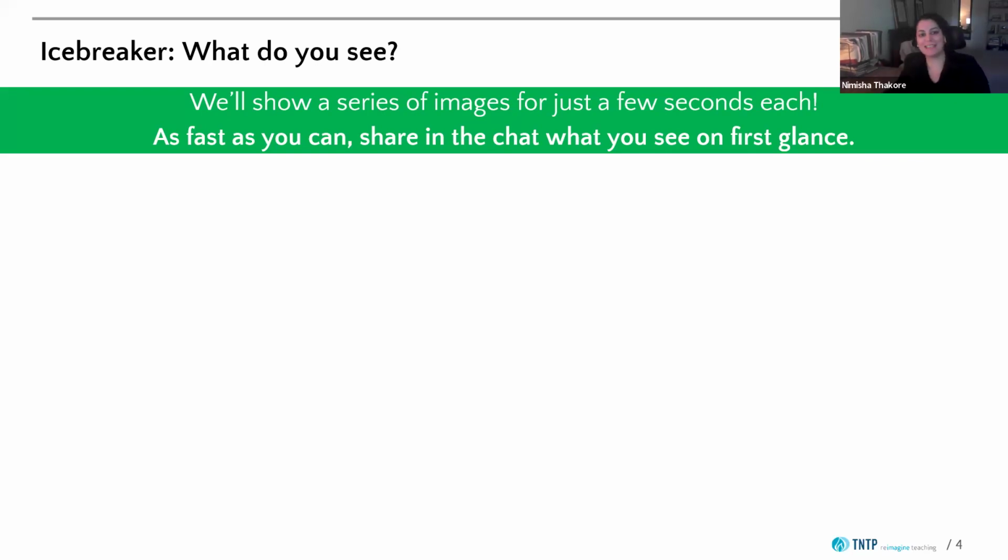What we're going to do for this quick icebreaker is called What Do You See? I'm going to show a series of images on this slide for about 10 seconds. So it's pretty quick. And what I'd love for you to do is, as fast as you can, share in the chat quickly what you see on first glance in the image. So get your fingers ready over your keyboard, ready to type in immediately what you see and hit enter. Don't overthink it. Don't look too hard. Just type what you see. Are we ready? See some nodding. All right.